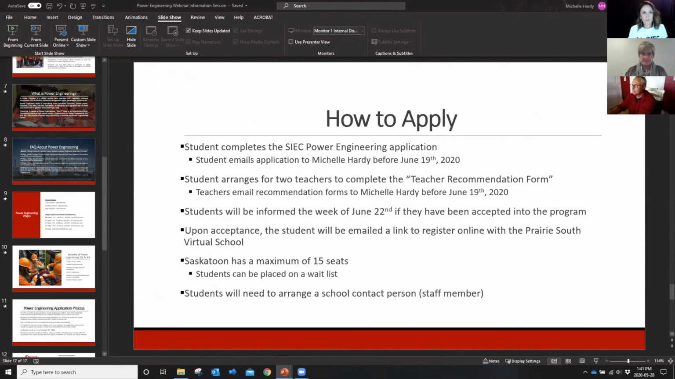Students who want to apply will complete the Power Engineering application. They will email it to me before June 19th. Students will arrange for 2 teachers to complete the teacher recommendation form, and they will email them directly to me before June 19th. And then students will be informed the week of June 22nd if they have been accepted into the program. And those who haven't been accepted will be notified as well, and they will be put on a wait list because students do sometimes change their mind once they have received their confirmation.